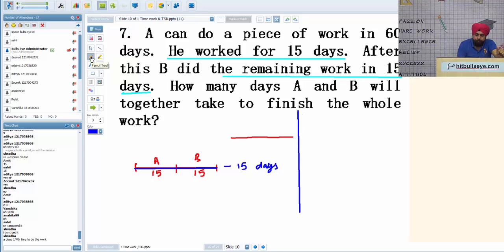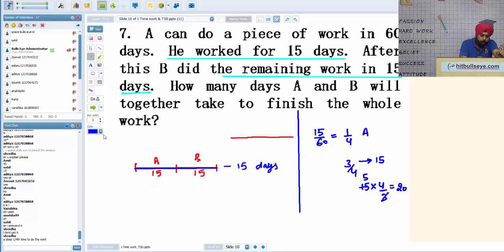Now in 15 days A would have done how much of the work? 15 by 60, that is 1 by 4. That means the remaining 3/4 of the work has been done by B in 15 days. If B does 3/4 of the work in 15 days, this means B will finish the work in 20 days, right?